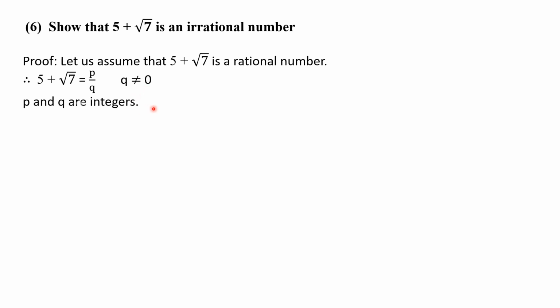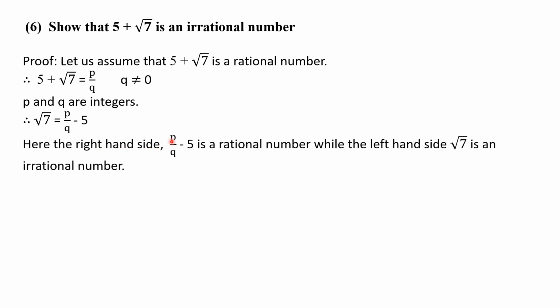and q are integers. Now I'll bring this 5 to my right hand side. So next step, root 7 equals p upon q minus 5. Now the left hand side is root 7 and the right hand side is p upon q minus 5. Here, students, the right hand side, that is p upon q minus 5, is a rational number, while the left hand side root 7 is an irrational number. So my left hand side and right hand side are not equal. This is a contradiction, meaning LHS is not equal to RHS.